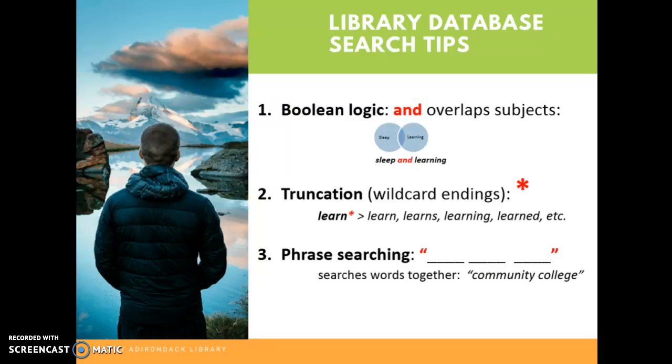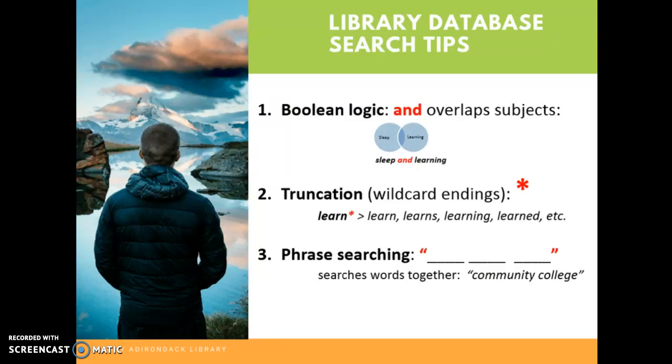Okay, secondly, truncation. Truncation is when you use the asterisk, the star symbol, which is Shift 8 on the keyboard, to add a wildcard ending to a word that could end in different ways. So here I'm using the example of learn with the star symbol, and that's going to pick up all those endings for you. Saves you some time in typing.